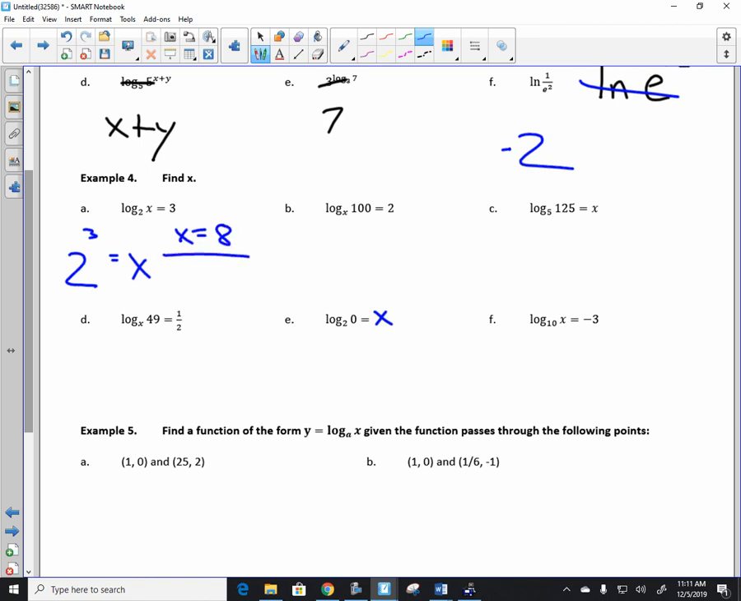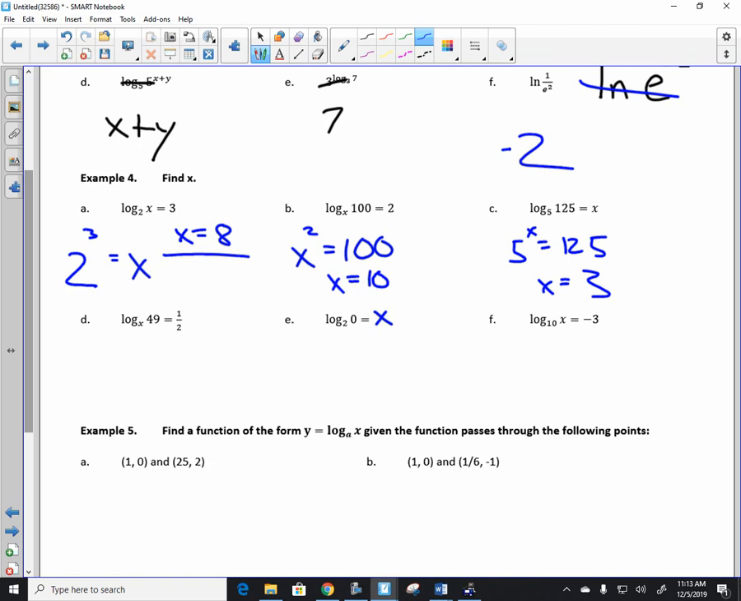He is correct. You guys try B, C, D, E, and F on your own. Don't be surprised if one of them starts to make your mind hurt a little bit. Go. And hopefully it's pretty good. So this one, you've got x squared is 100. So x was 10. Good. This was 5 to the x is 125, so therefore x was 3.